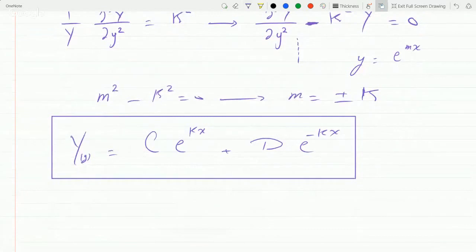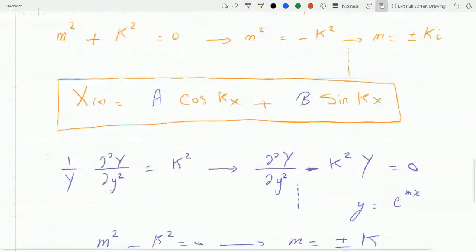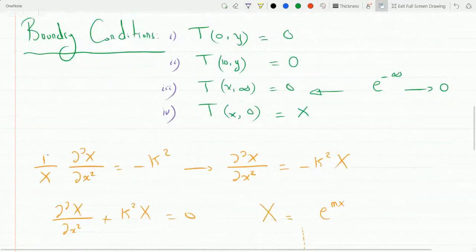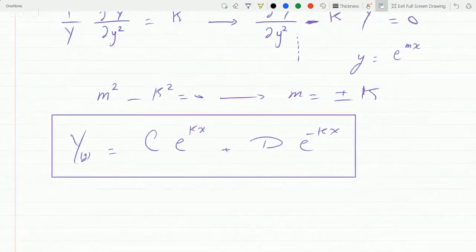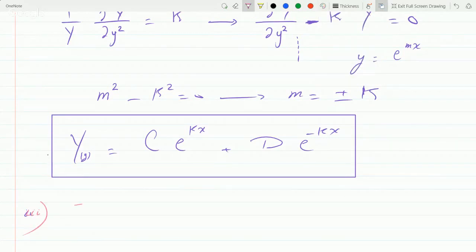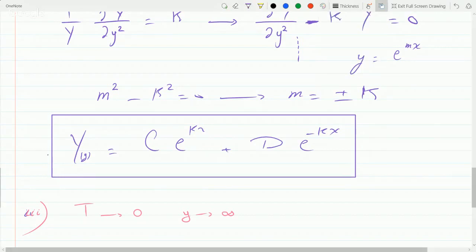So let's start putting in the boundary conditions. I wrote them down: 1, 2, 3, we have 4 boundary conditions. Now notice the third boundary condition tells you that as y goes to infinity, the temperature drops to 0. So I'm working now with the third boundary condition. So temperature goes to 0 as y goes to infinity. Wait, I made a mistake here. This is y, not x. Those are y's.